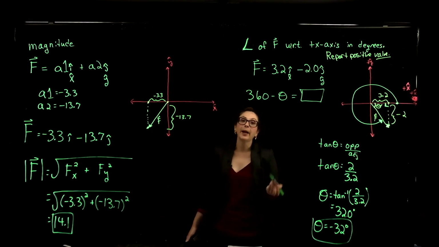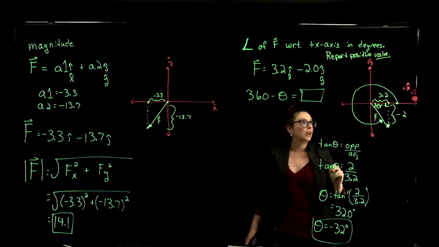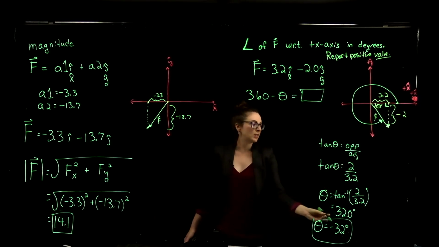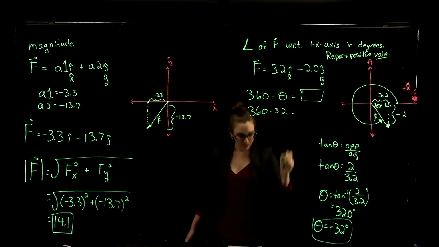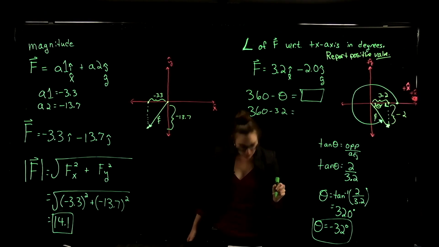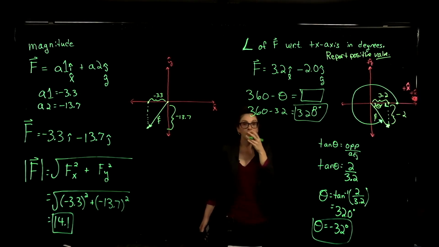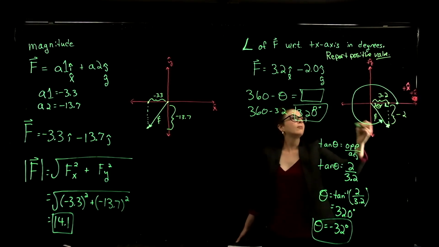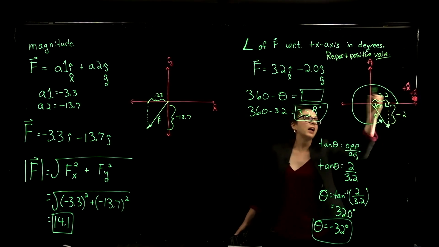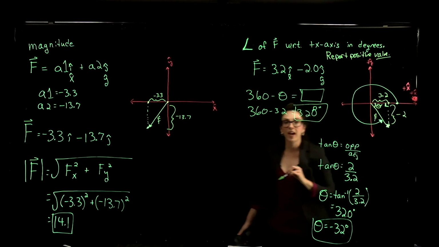Or, since the instructions are telling us to report the positive value for this angle, what I have to do is take 360 minus 32. And so 360 minus 32 gives me 328 degrees. And so this is the angle that I would report for this question in Canvas. This is the angle of my vector with respect to the positive x-axis in degrees, and I'm reporting the positive value for that angle.